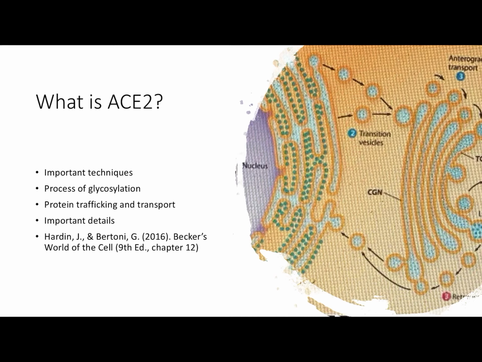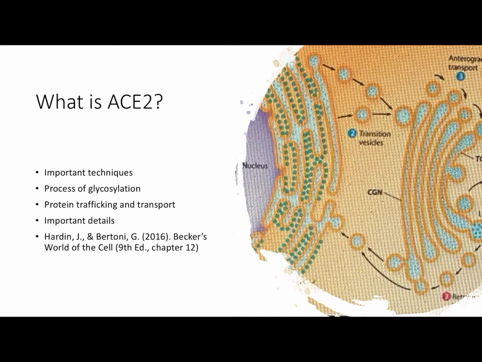So some important details that I want to touch base on include the following. ACE2 is involved with N-linked glycosylation, and this takes place in the N-terminal extracellular domain. Now moving on to another bullet point that I wanted to touch base on: what is protein trafficking? Prior to this presentation, I did not know what it was. I myself had to do some research and educate myself as to what it is.